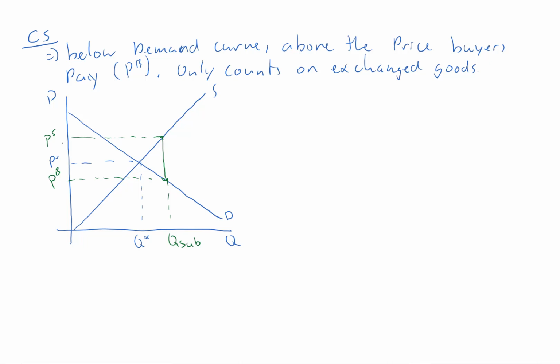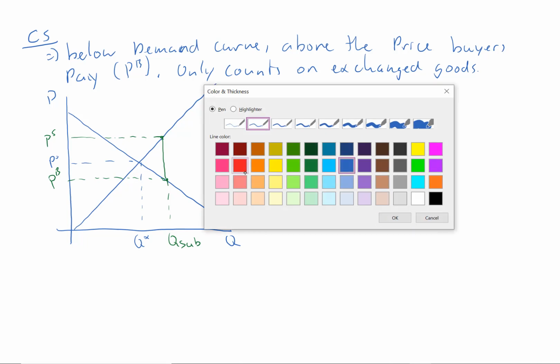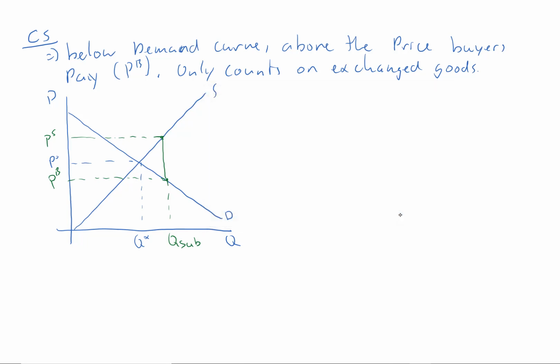Okay, so let's think about consumer surplus, and let's do it in orange. So it's below the demand curve and above the price the buyers pay, but it only counts on exchanged goods. So it's going to be this big triangle here.